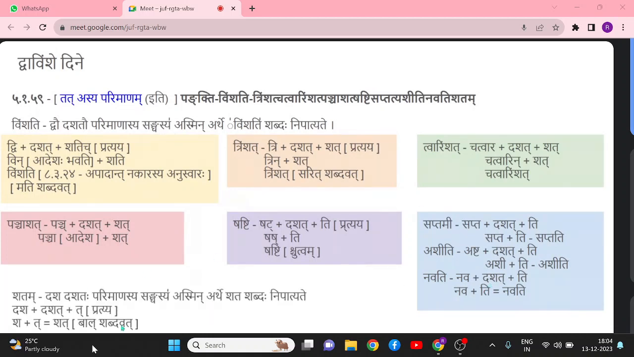So Shata is also Dasha, Dashat, Ta. The Ta is a pratyaya. So Shat is what we get. So these are telling about 20, 30, 40 and all. But what do we want? 22nd, 32nd, right? So what will that be?